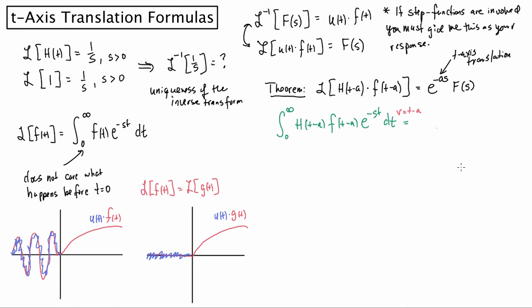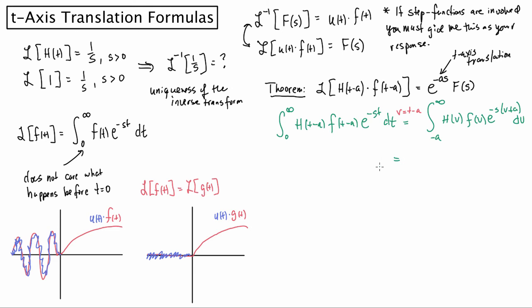So this integral will become the integral from, let's talk about the limits here. When t is 0, then v is negative a, and the upper limit will still be infinity. And then this will be h of v, f of v, e to the minus s. I can replace t with v plus a, and then dt becomes dv. So if I do a simple u substitution, that's what I end up with.